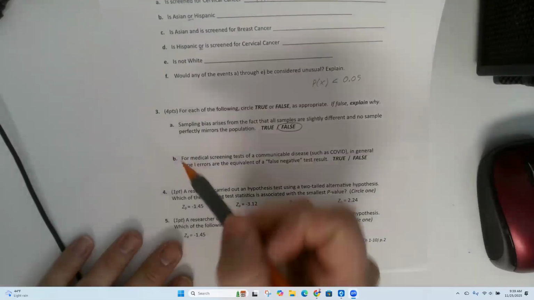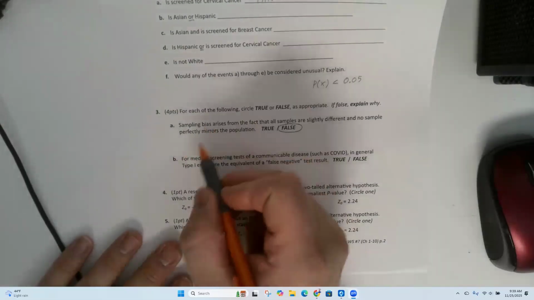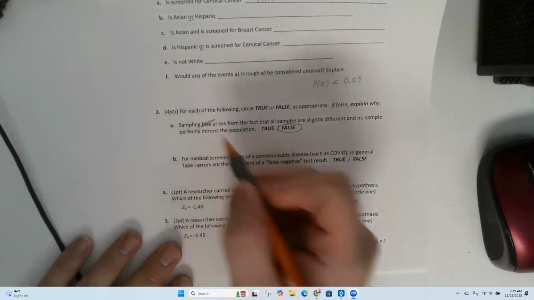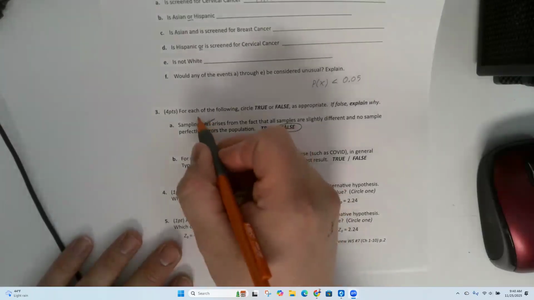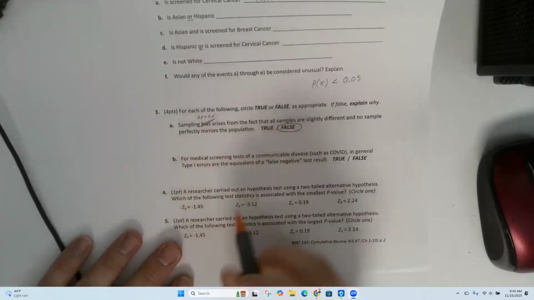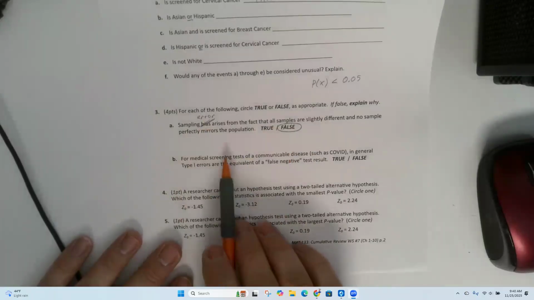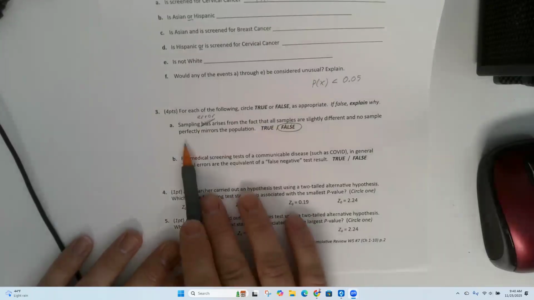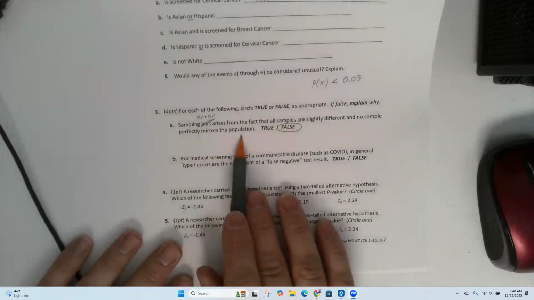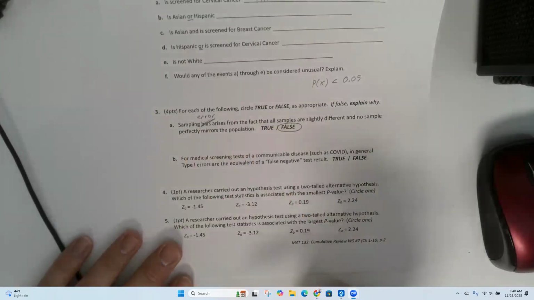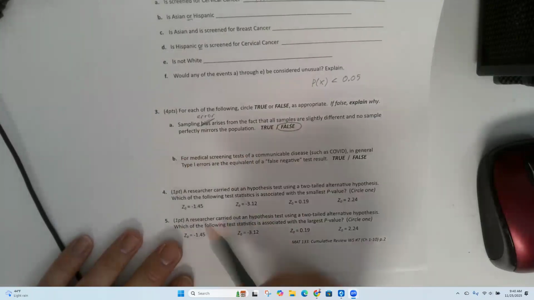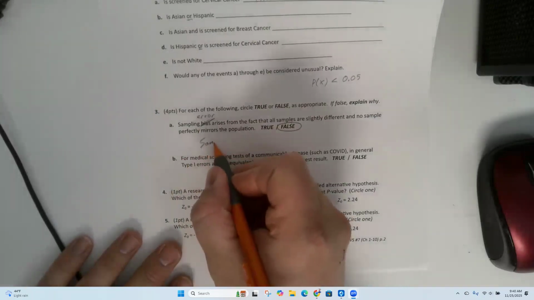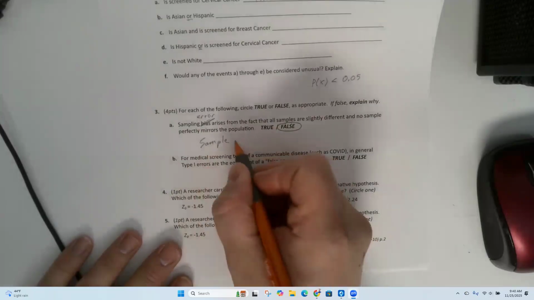But basically, there's always going to be sample error. So if this word had said sampling error, then we would have said true. Okay. So what this is describing here is sampling error. So let's put that right here. Sample error.